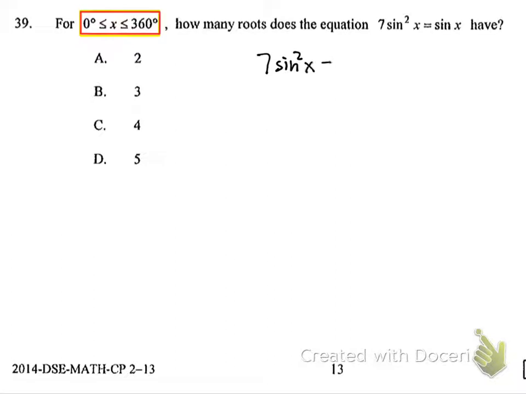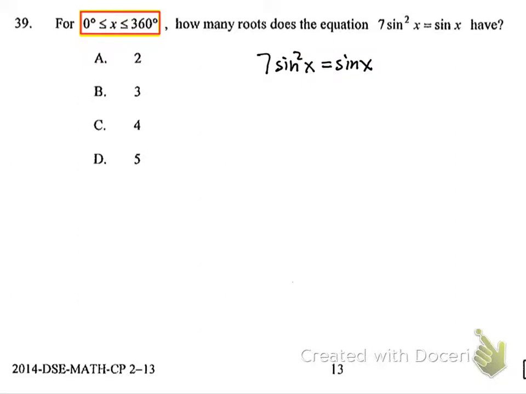Sometimes people may do this. So 7 sine square is sine x. So they cancel the sine x, that is 7 sine x equals 1. But once again, it's very wrong to do it this way. If you recall the video on solving trigonometric equations, do not cancel the 0. If you are not sure whether what you have cancelled is 0 or not, then try not to do it. Keep it like 7 sine square is sine x.